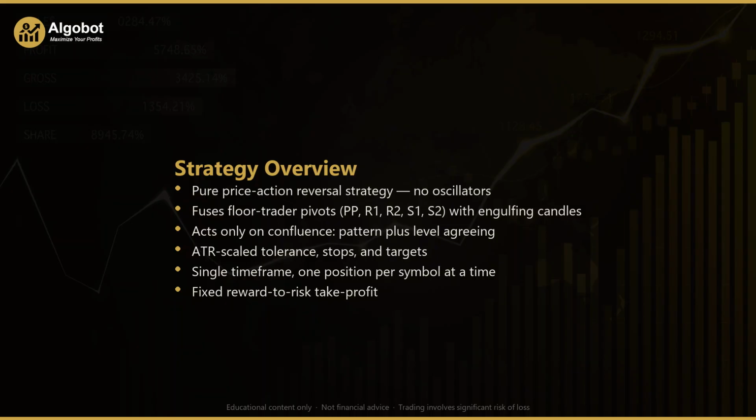The expert advisor runs on a single time frame and a single symbol, so you could apply it to a forex pair, a metal, or an index on whatever chart period you choose in the tester. It uses the average true range to scale everything to current volatility: the tolerance around a pivot, the stop distance, and the take profit. It holds just one position per symbol at a time, so it won't stack trades on top of each other.